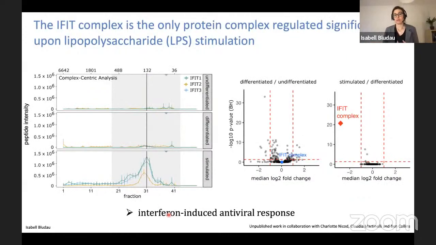If we look at the complex-centric analysis side, we could see that there were a lot of protein complexes that were changing upon differentiation, but only a single complex, the IFIT complex, was upregulated upon stimulation. You can nicely see here that the complex is basically absent in the early two conditions, and here we have a nice high signal of this complex, which is involved in interferon-induced antiviral response.